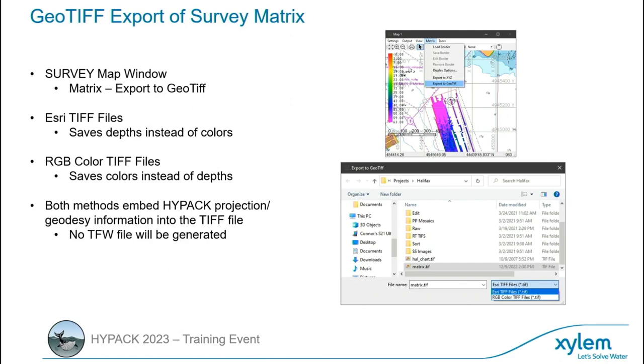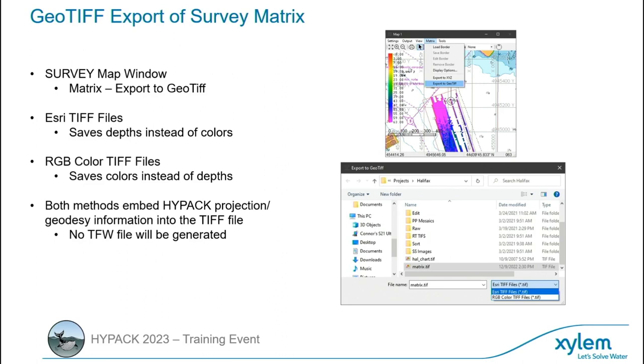Oh yeah, I already talked about the Esri TIFF files. They save depths instead of colors. So in this case, basically there's this little drop down here. I'm sure you can see it, well, you probably can't, it's really small. But in the bottom right corner, you can choose Esri TIFF file, or you can choose RGB color TIFF file. And it's just like I was saying before, where if you choose Esri TIFF file, it will save the depth values inside of the matrix. And if you choose RGB color TIFF, it will save just the colors inside of that TIFF file.